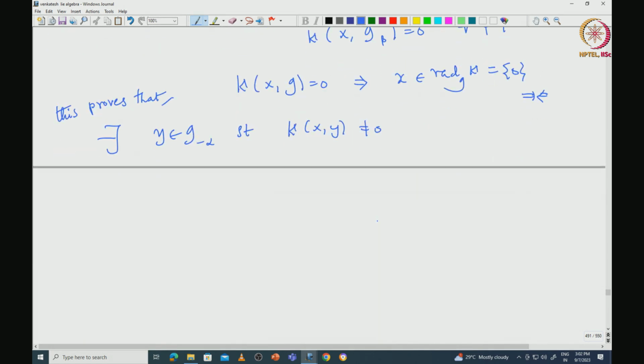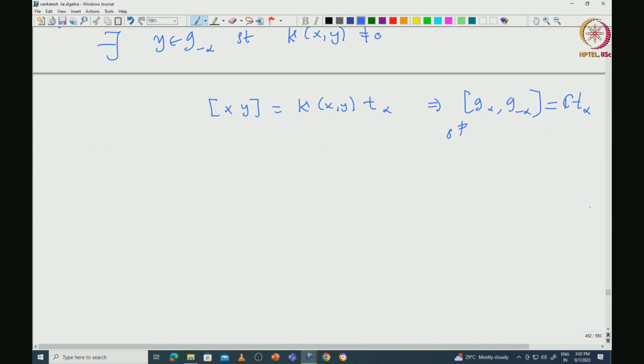Then if you compute the bracket x y, we know that this is exactly equal to kappa of x comma y times t alpha. So that proves that the bracket g alpha g minus alpha is non-zero. It is actually equal to the one dimensional space spanned by t alpha. So this proves something about the bracket g alpha and g minus alpha.